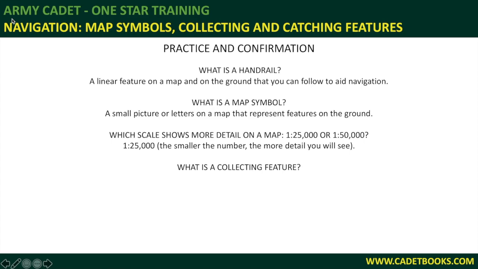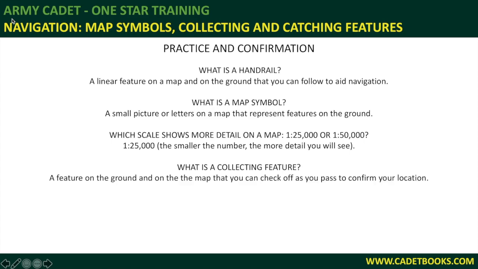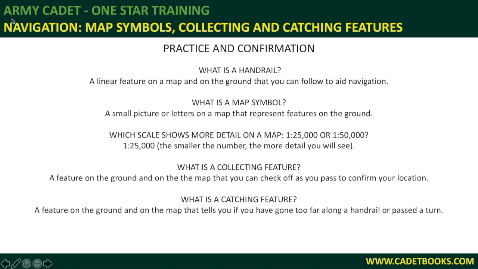What is a collecting feature? A feature on the ground and on the map that you can check off as you pass to confirm your location. What is a catching feature? A feature on the ground and on the map that tells you if you've gone too far along a handrail or passed a turn. Now get outside, put all you've learned into practice.